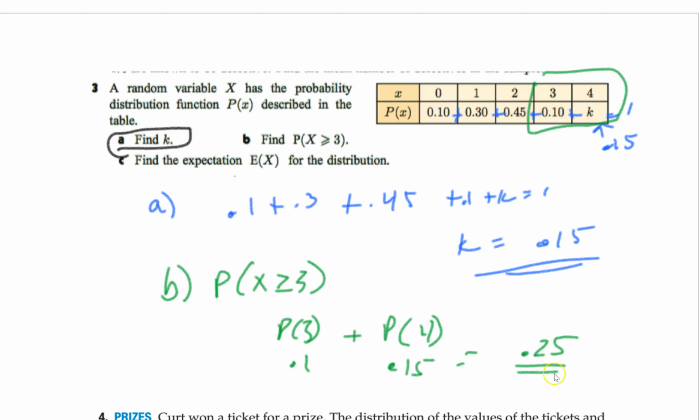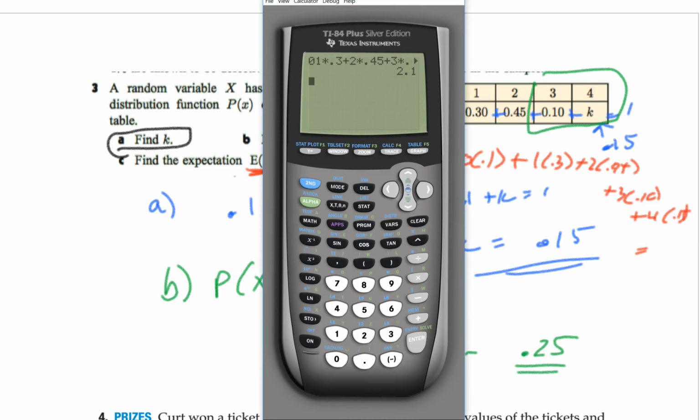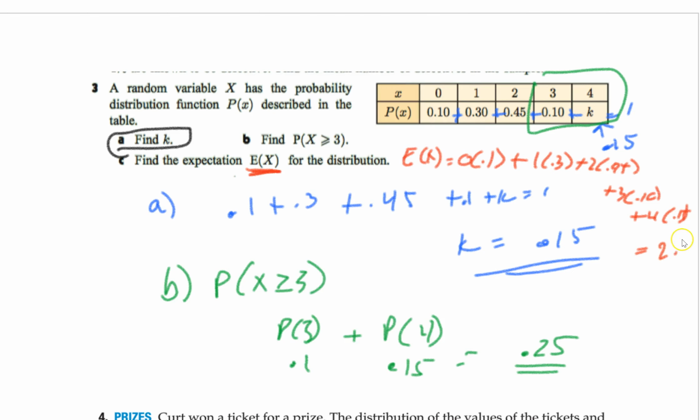So we have that. And then finally, it wants to know what's the expected value. So again, we talked about expected value. All you do here is multiply all these together and add them up. So my expected value is going to be 0 times 0.1 plus 1 times 0.3 plus 2 times 0.45 plus 3 times 0.10 plus 4 times 0.15. If we add them up, we get 2.1. So the expected value of this thing is 2.1.